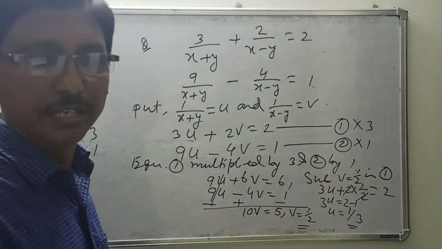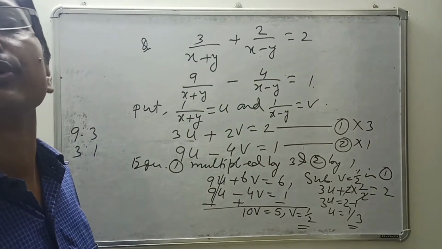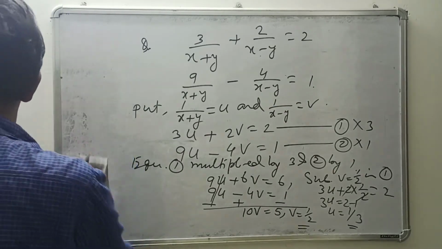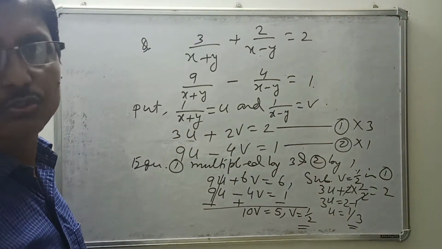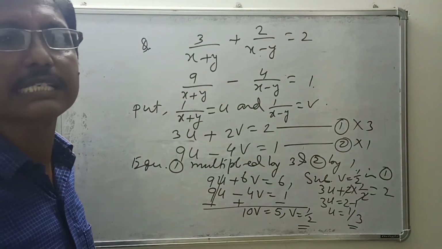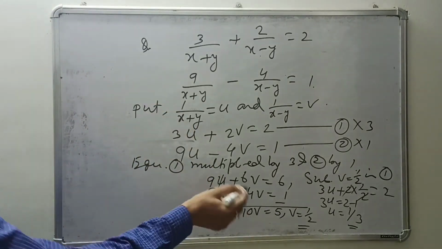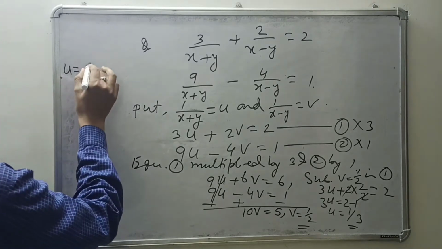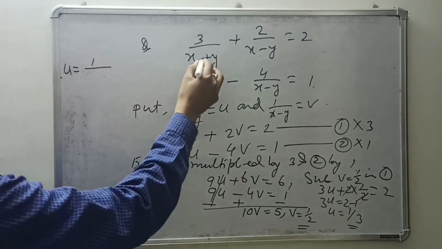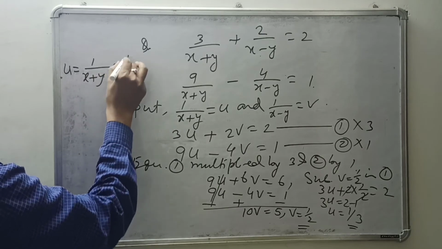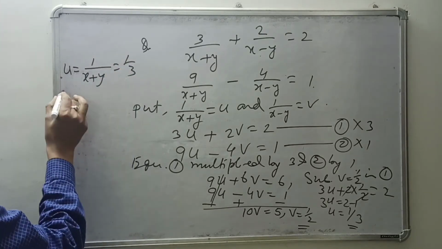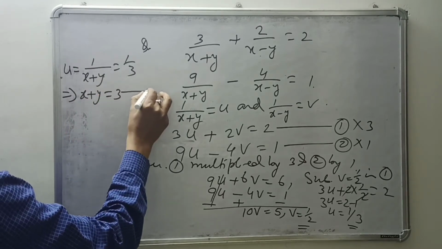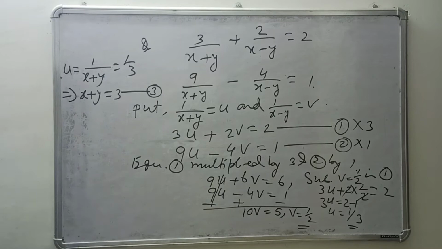That is also a solution, but it is not our required solution, because my question is given in terms of x and y. We have to find the values of x and y. So u equal to 1 by 3, and u is 1 by (x plus y), so x plus y equal to 1 by 3. Taking the reciprocal on both sides, x plus y equals 3. Call this equation number 3.